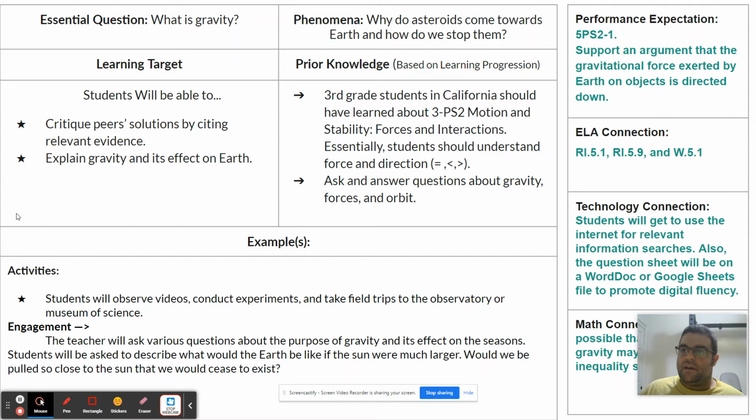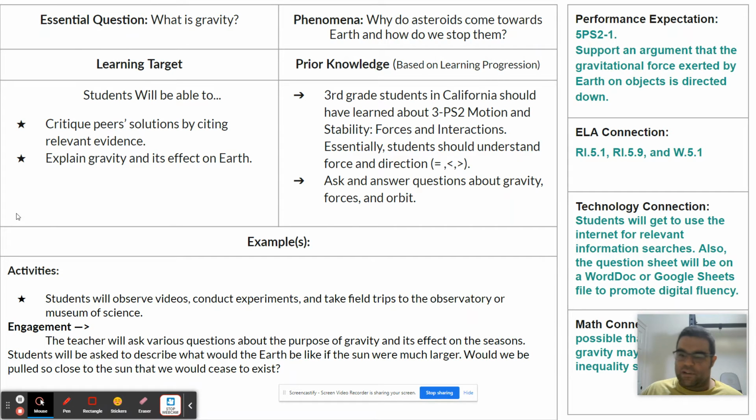The phenomenon is, why do asteroids come towards Earth and how do we stop them? So this is like a big deal right here. This might get students wound up, it might get them excited, because it is kind of a scary thought, and at the same time it causes intrigue and curiosity. How could the national government deflect them? But that's a topic for another day. We need to learn what's going on before we get there, and this would probably provoke some good interest.